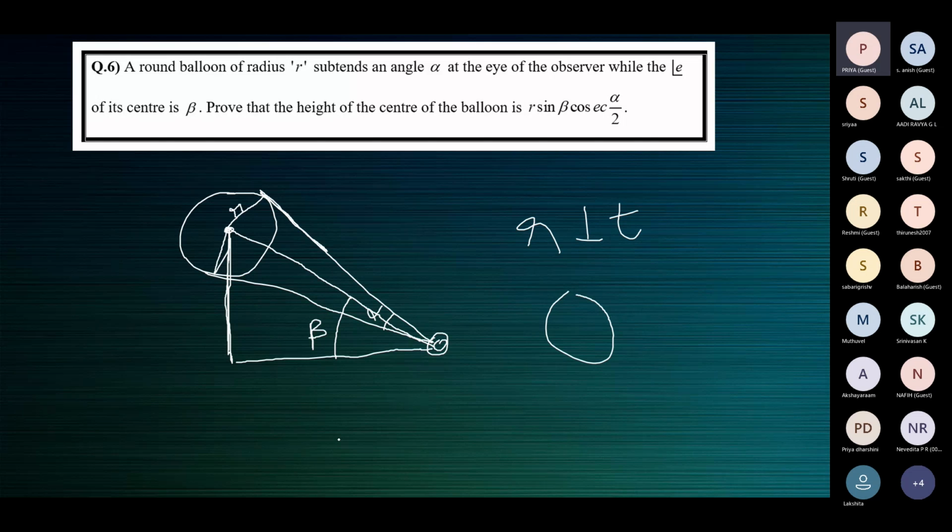Circle, tangent, radius, 90 degrees. The tangent touches the circle at exactly one point. A tangent is a line that touches the circle at exactly one point. The radius and the tangent at the point of contact are perpendicular to each other.